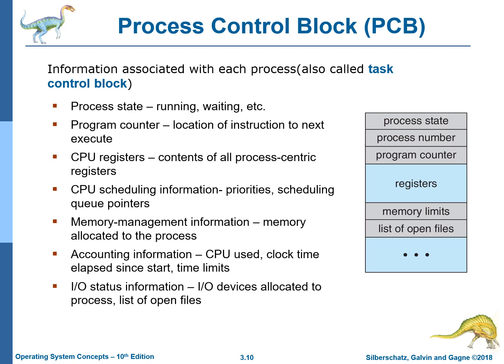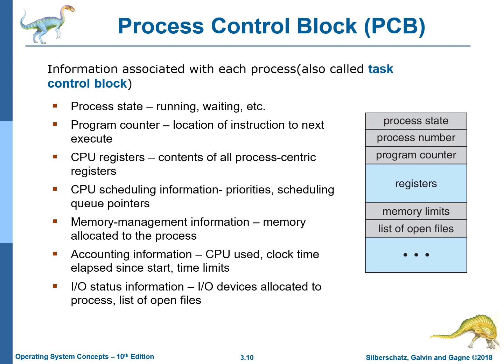CPU registers. The registers vary in number and type depending on the computer architecture. They include accumulators, index registers, stack pointers, and general-purpose registers, plus any condition code information. Along with the program counter, this state information must be saved when an interrupt occurs to allow the process to be continued correctly afterward.